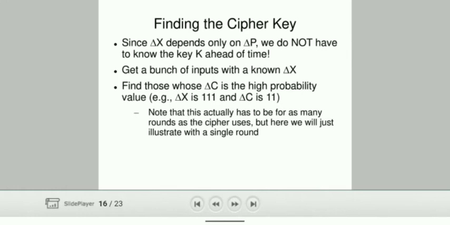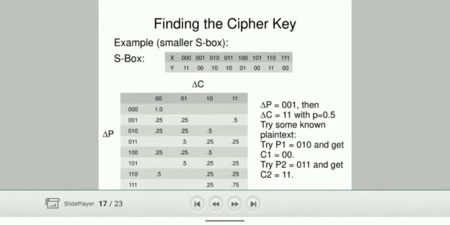Note that this actually has to be done for as many rounds as the cipher uses, but here we will just illustrate with a single round. Delta P is equal to 0, 0, 1. Then delta C is equal to 1, 1 with probability 0.5. Try some known plaintext.